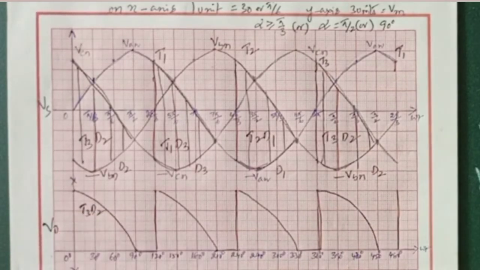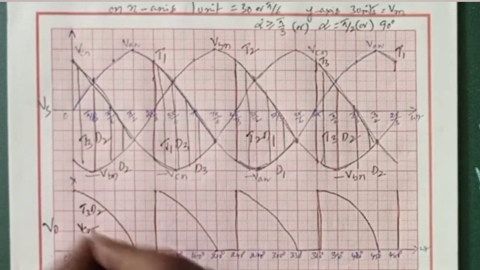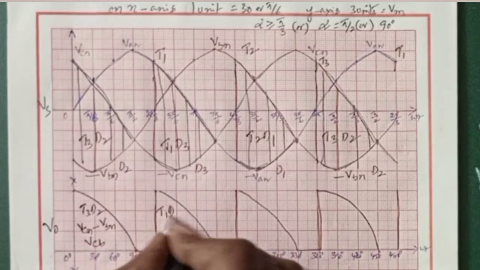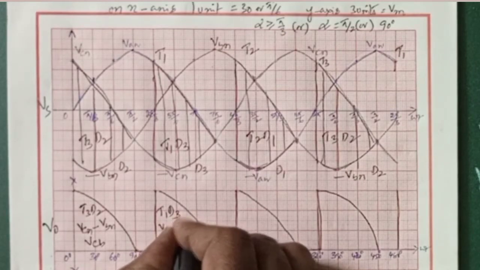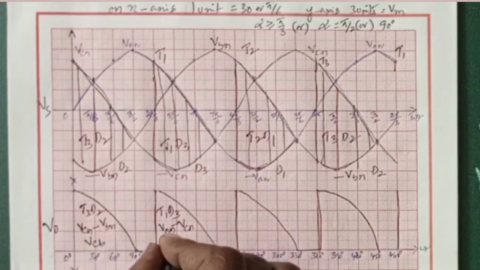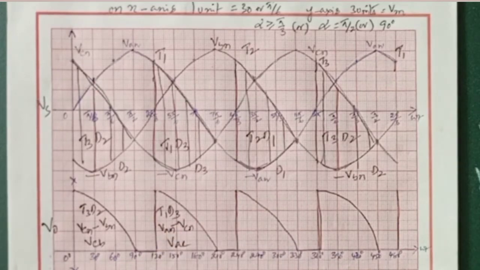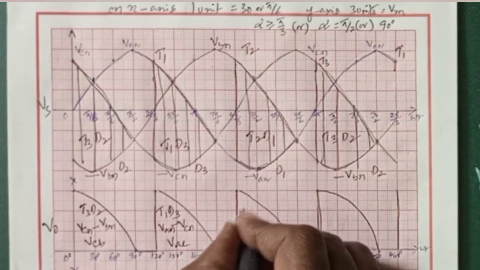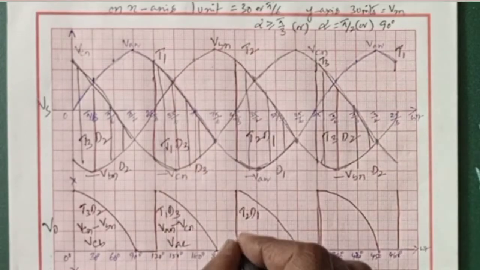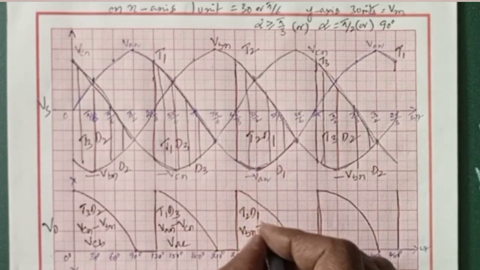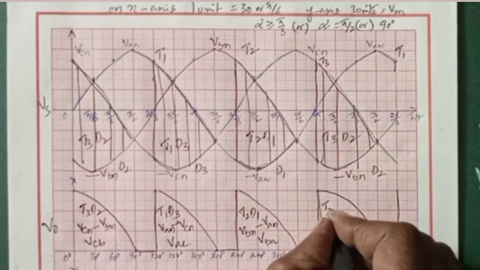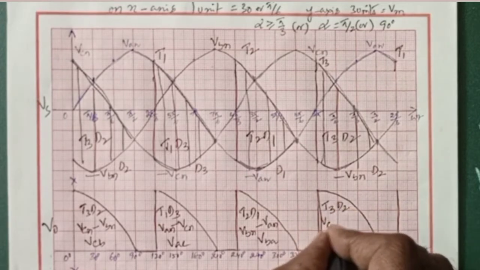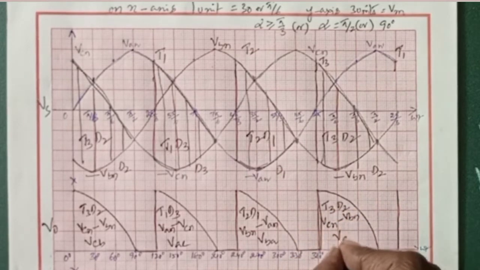T3, D2. So T3 is connected to VCN and minus D2 is VBN. The voltage that appears is VCB. T1 and D3. T1 is connected to VAN and D3 is connected to VCN, that is minus VCN here. So VAC. Here T2, D1. T2 is connected to VBN minus VAN, then VBA. Here T3, D2, VCN minus VBN, this is VCB.